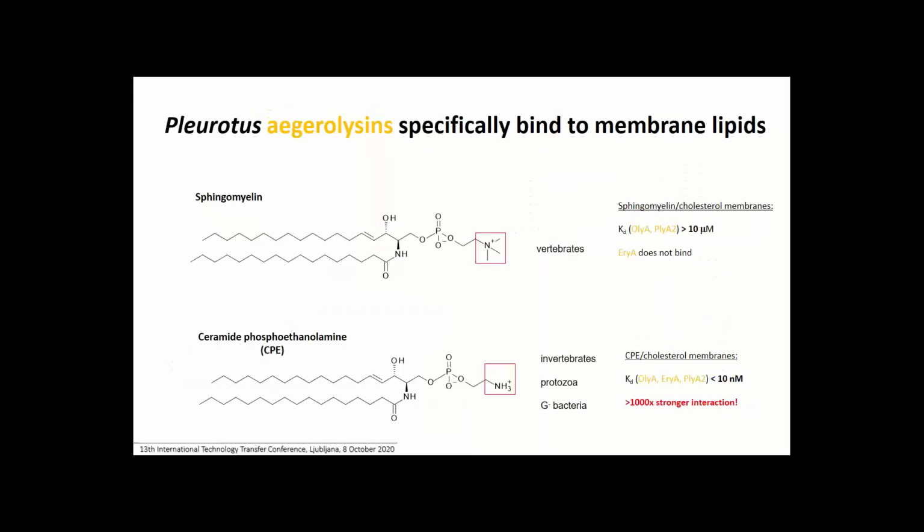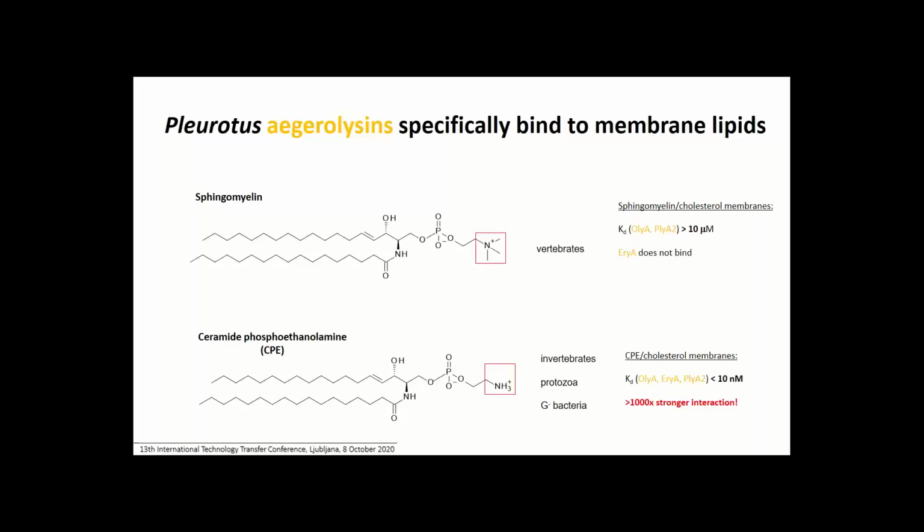So what is the role of the aegerolysin proteins inside this pore? Aegerolysins are proteins which specifically bind to membrane lipids. They especially bind to two kinds of lipids that belong to the class of sphingolipids: sphingomyelin, the main sphingolipid of vertebrates, and ceramide phosphoethanolamine, the main sphingolipid present in invertebrates, especially insects, in some protozoans, and in some gram-negative bacteria. At the right, you can see the association constants of these proteins with membranes containing these sphingolipids.